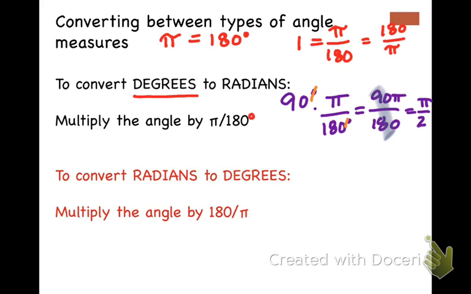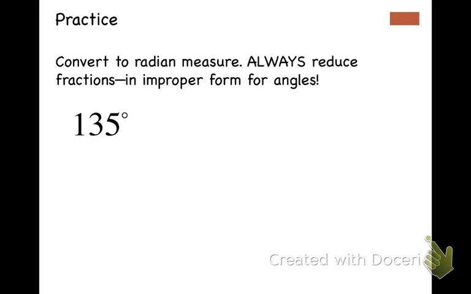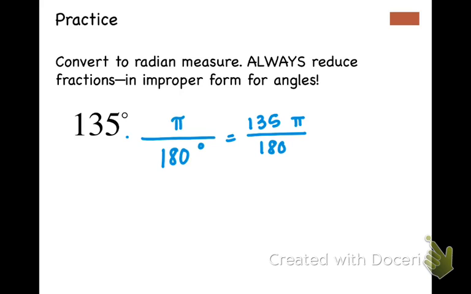So 90 degrees. When we multiply to convert, we want those matching units, one in the numerator, one in the denominator. So since we have this 135 degrees, I want my degrees to be in the denominator. So that's going to be that 180 degrees, which is the same thing as pi. So pi goes in my numerator. And I multiply across, and I get this 135 pi over 180, and I want to reduce this fraction.